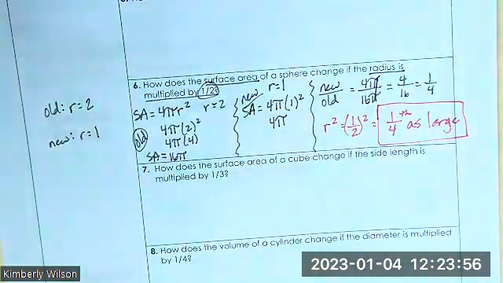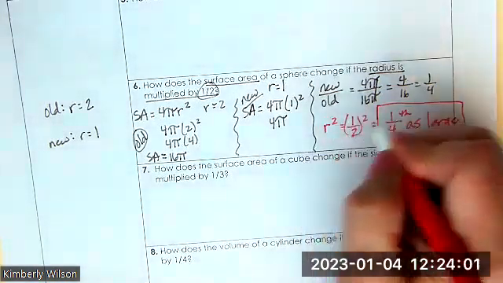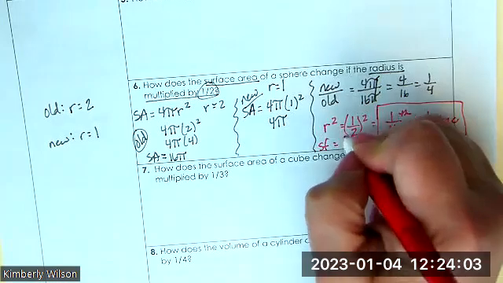You can choose whichever method. You've just got to justify both. Okay, so here it's the radius is squared. My scale factor is 1/2.